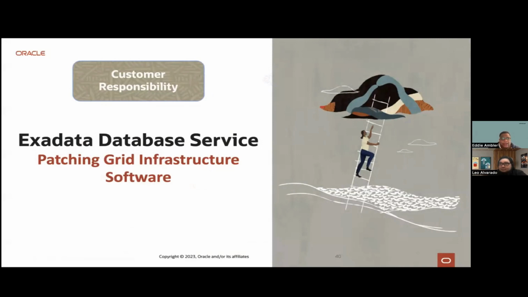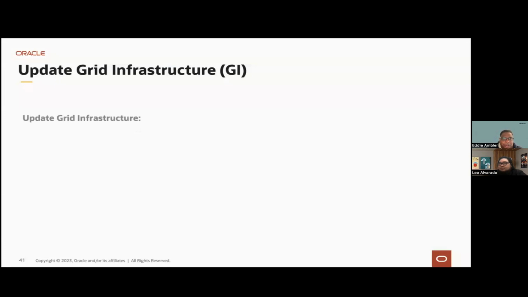Thank you for that, Leo. So let's jump in a little bit more. You're starting to get a great feeling now for how to patch. We showed you what to patch. Now we're going to move into the grid infrastructure software. Updating the grid infrastructure, which we call the GI, is actually very simple.